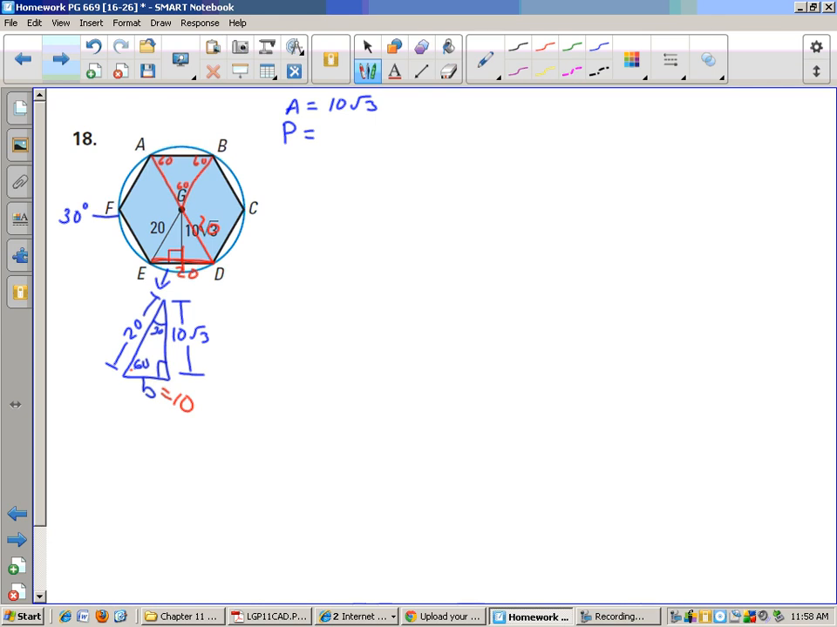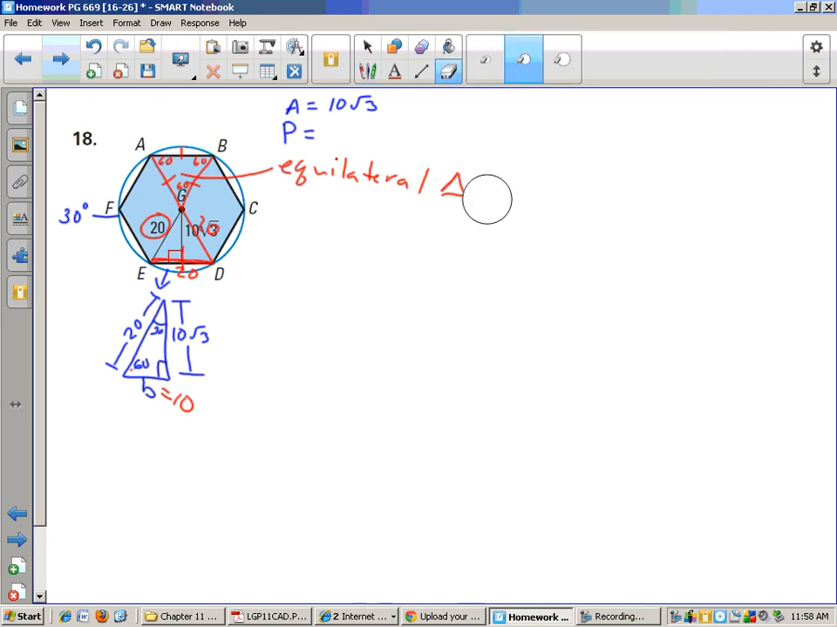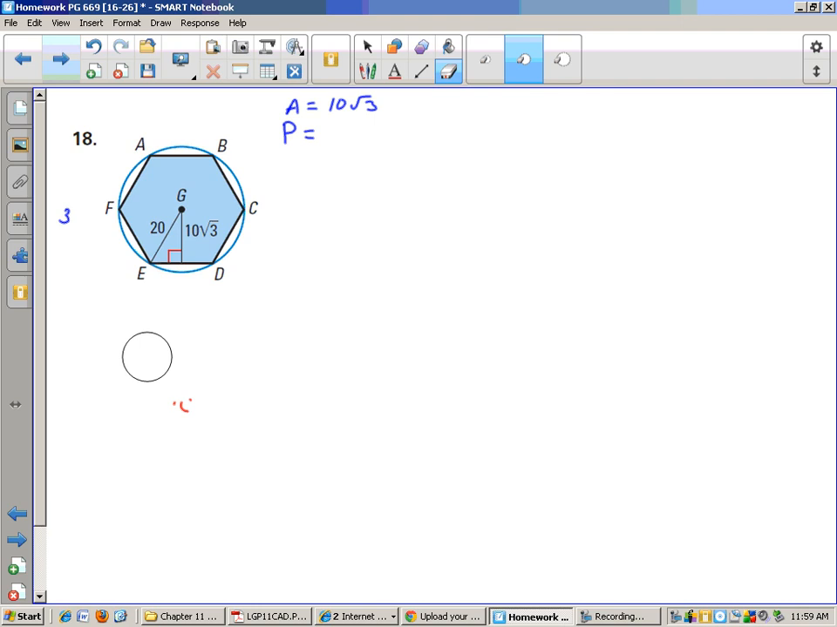But yeah, because these are equilateral triangles, then you know that all three sides are the same. So if that's 20, then all three of them are 20. So let me erase all this mess here, and let's go back to this. Just go back to the basic.